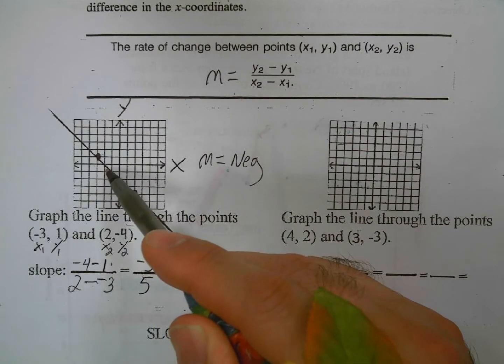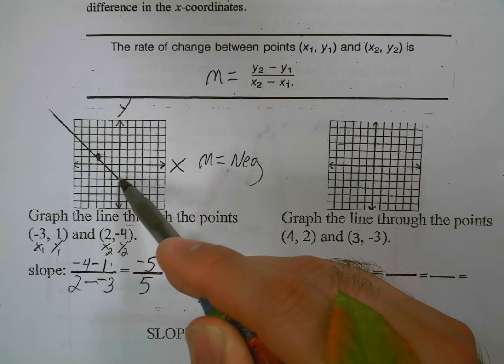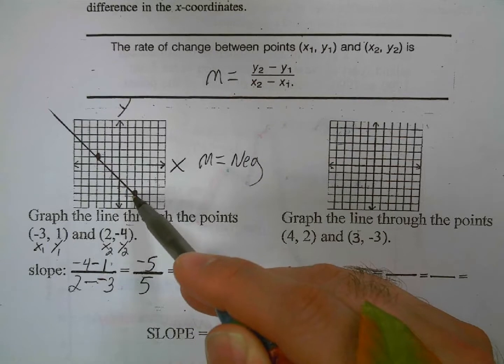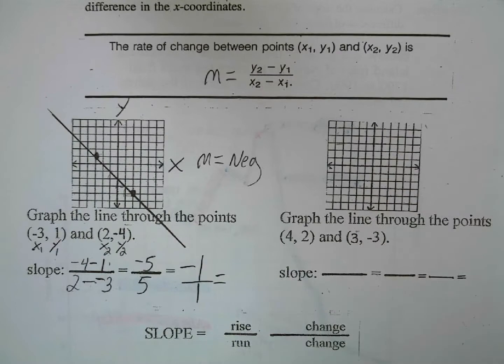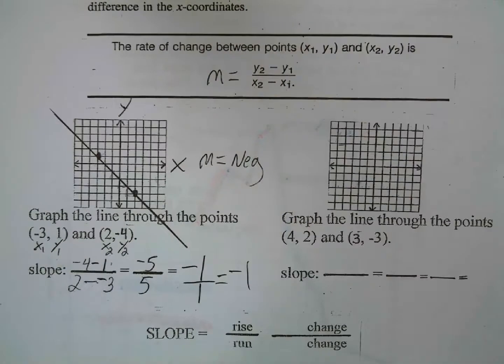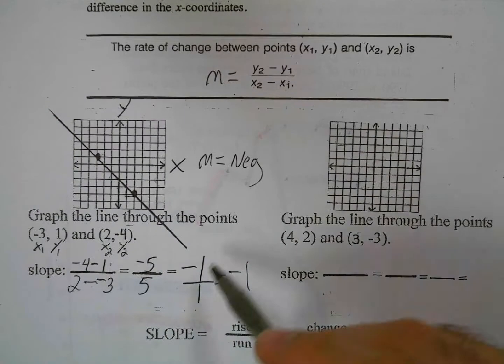Down 1, my rate of change is changing as I go from point to point. Down 1 over 1. All right, so my slope is -1, or that's my rate of change. Down 1 over 1.